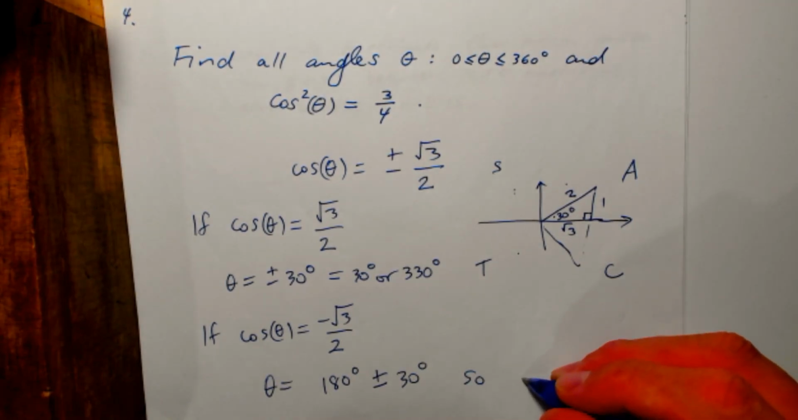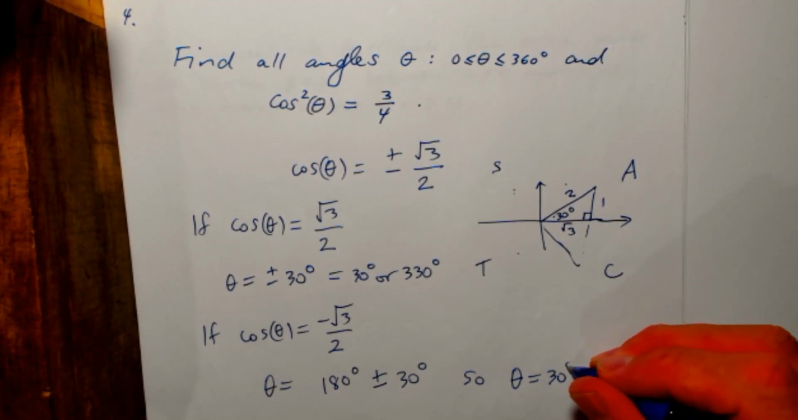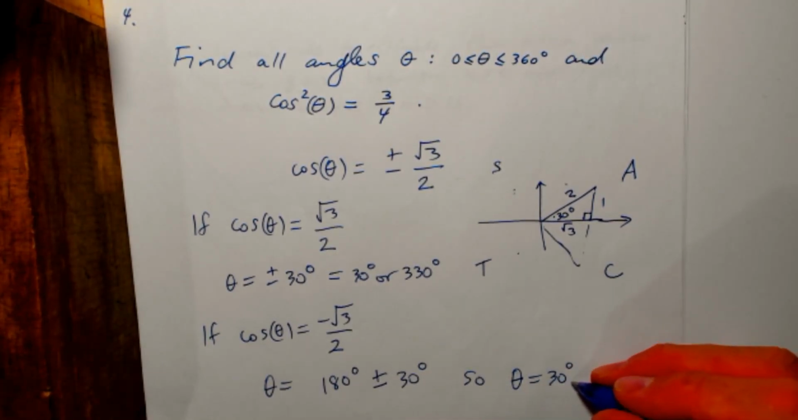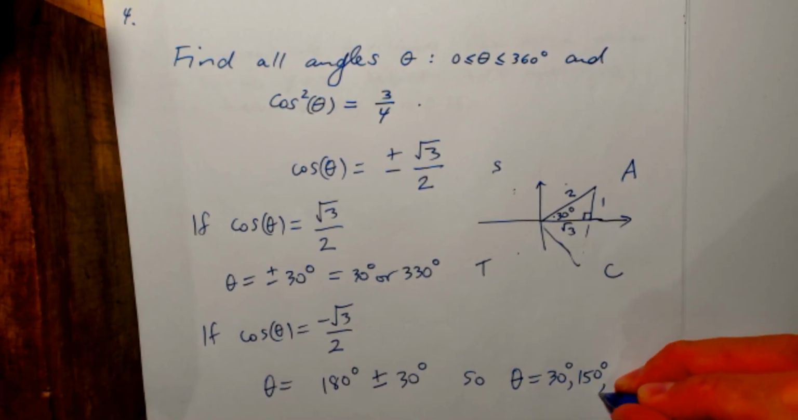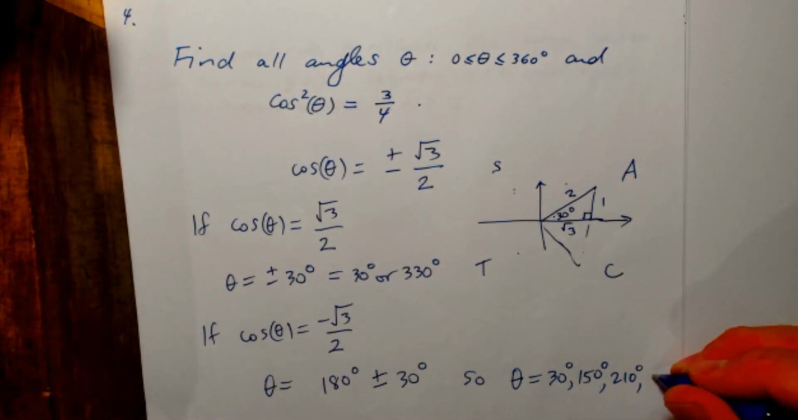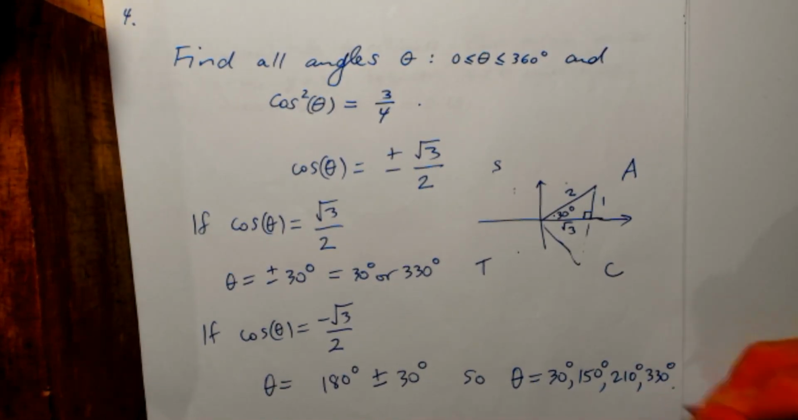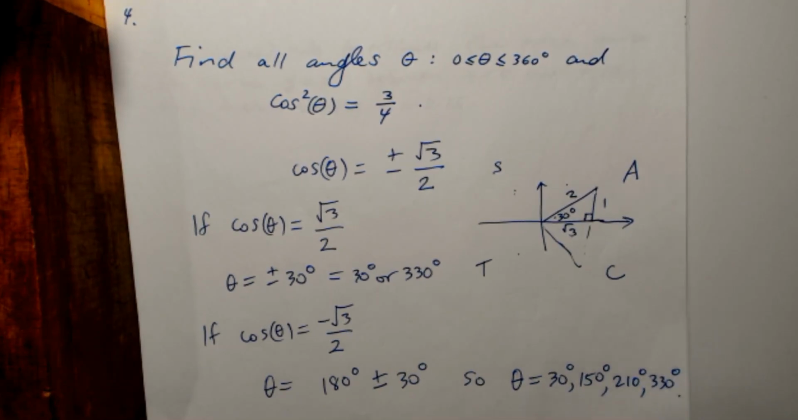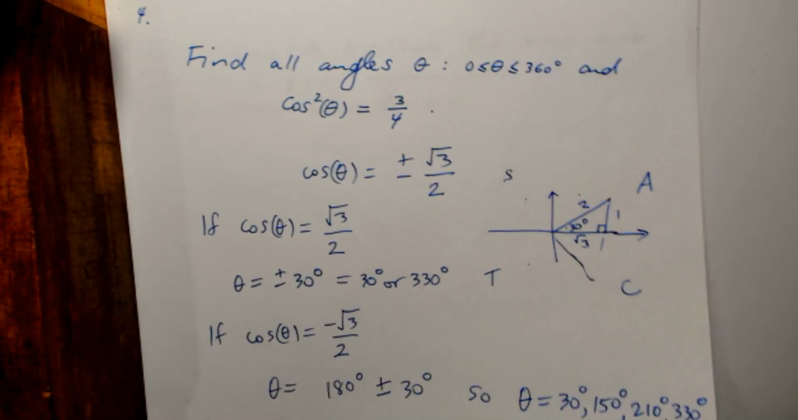So in total, we've got theta is 30 degrees. Now 180 minus 30 is 150 degrees. 180 plus 30 is 210. And then we had 330 degrees. Okay, that's that one finished. Let's move on to the next one.